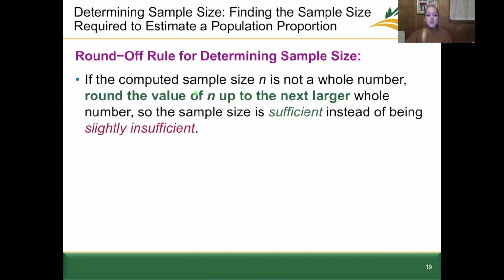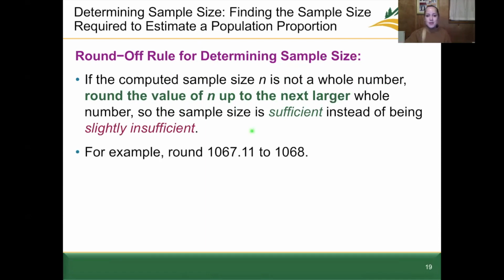So if the computed sample size n is not a whole number, then we round the value of n up to the next larger whole number. We do this because we'd rather err on the side of caution, so the sample size should be sufficient rather than being just slightly insufficient. So we want to take that non-whole number value and round it up to the next whole number.